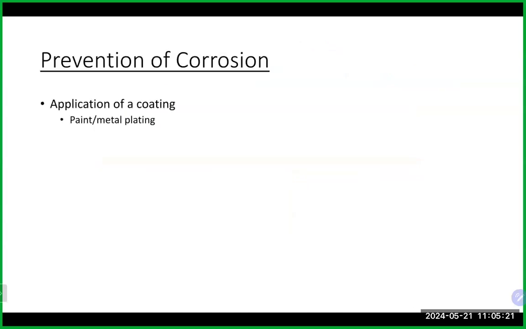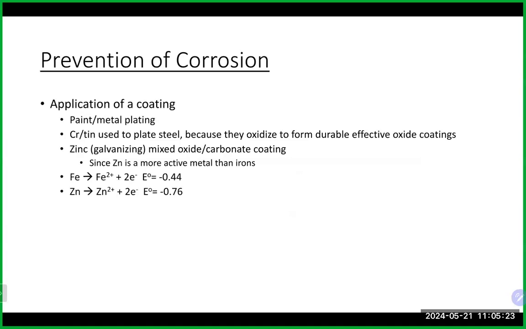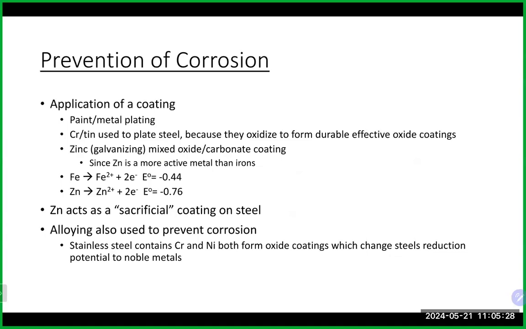Now, there are ways we could prevent corrosion. So some ways that we could do that is application of some type of coating. We could use some type of paint. You could paint the metal. There's Rust-Oleum paint, right? Which the idea there is to protect it from rusting. You could also use chromium or tin to plate the steel. They make this sort of effective oxide layer that protects the metal underneath.